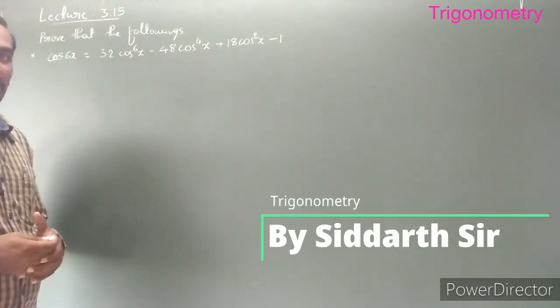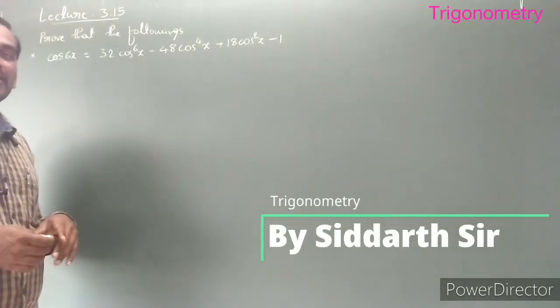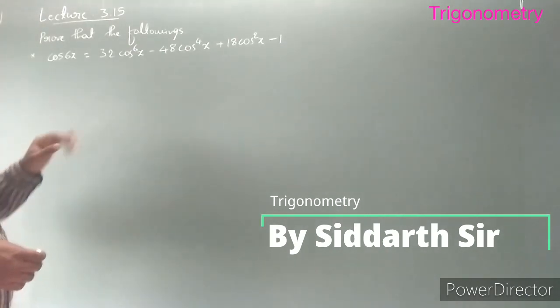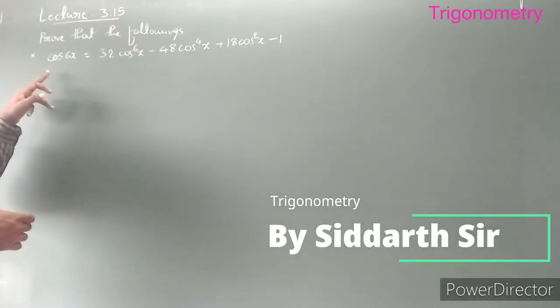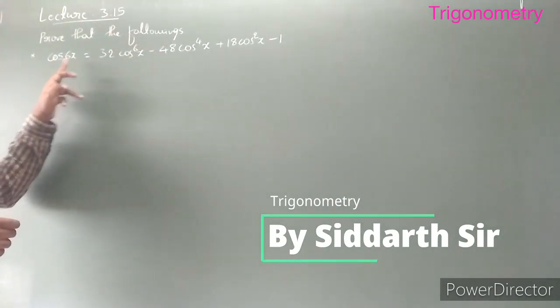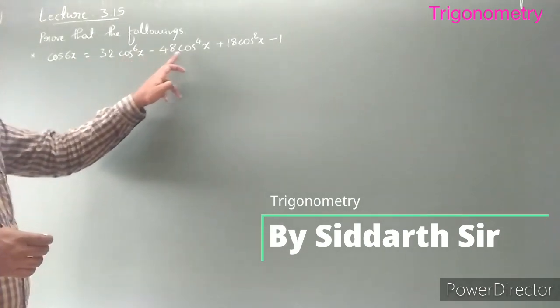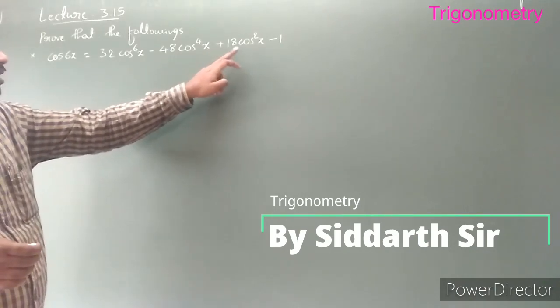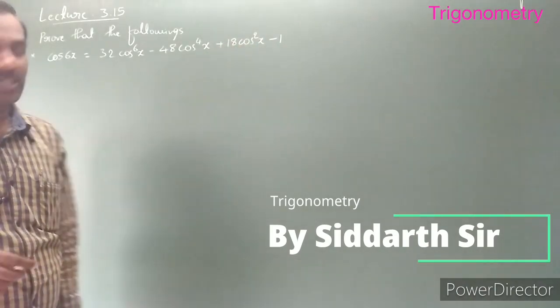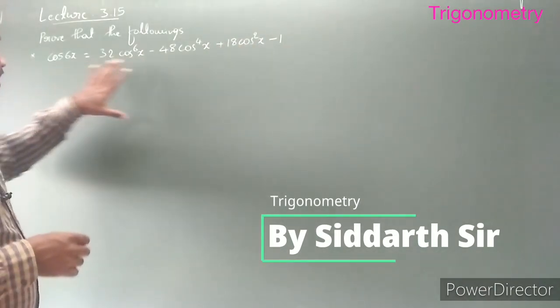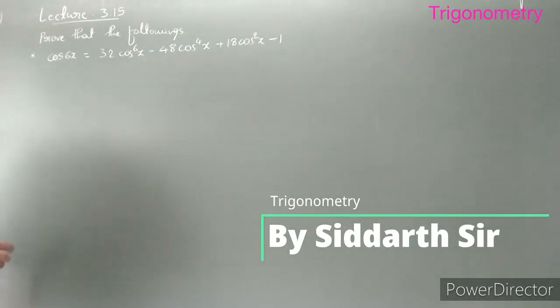Yes, let's continue the problems on the multiple and submultiple angles formula. Prove the following. The first one: cos 6x is equal to 32 cos^6 x minus 48 cos^4 x plus 18 cos^2 x minus 1. We need to prove that LHS is equal to the RHS.